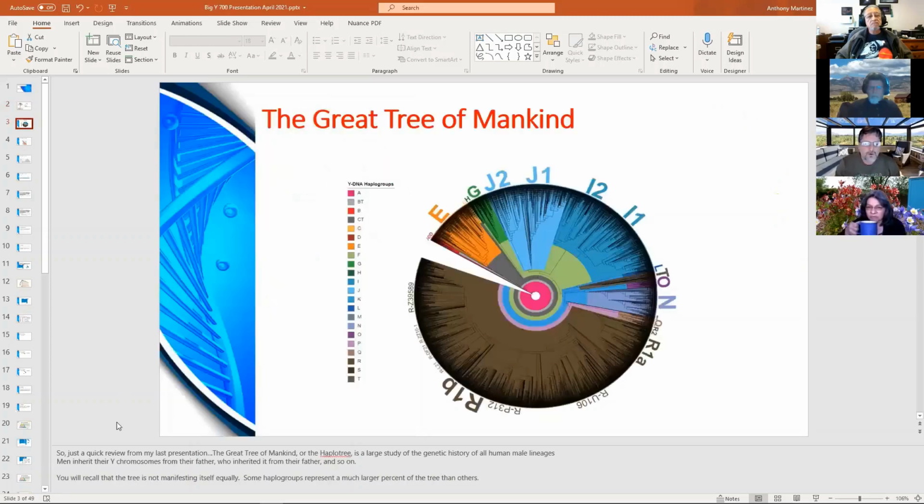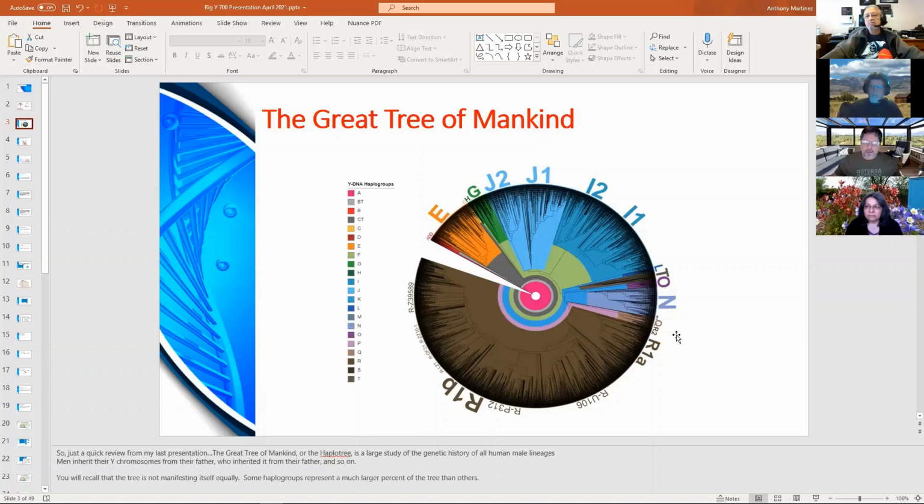All right, so if you recall from the last presentation, the Great Tree of Mankind, or the haplotree, is a large study of the genetic history of all human male lineages, and men inherit their Y chromosomes from their father, who inherited it from their father, and so on. And if you remember, I discussed that the tree isn't manifesting itself equally. It's growing at an uneven rate, with those of European descent dominating the tree. This is Western and Eastern Europe here. So if you're of Western or Eastern European descent, that's half the entire tree.